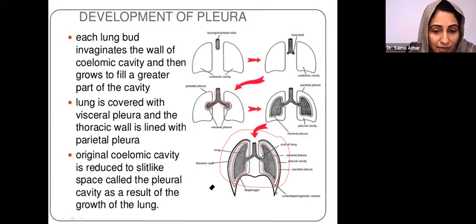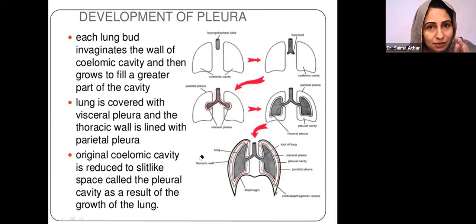Okay, another important point which you need to understand is that students think that the lungs are present inside the pleural cavity.